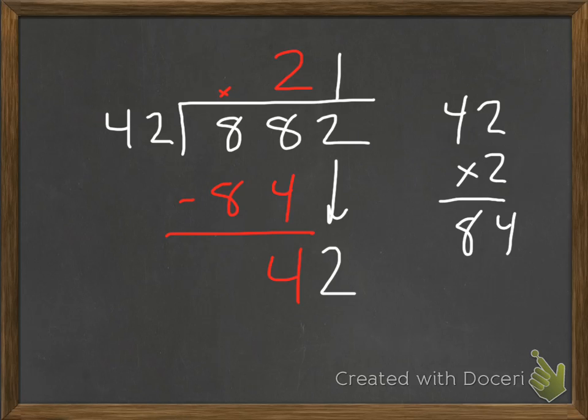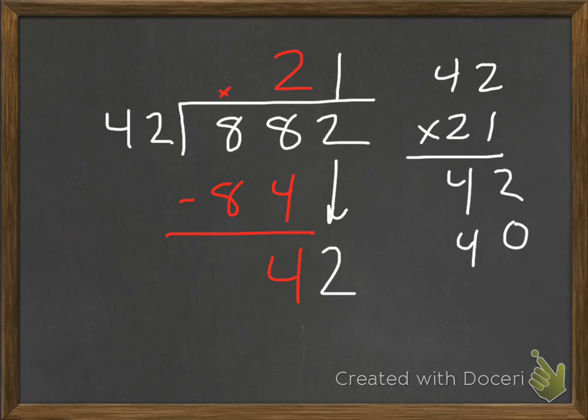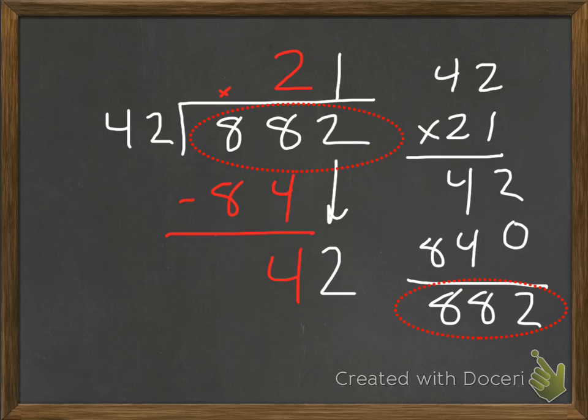Now you could check this to make sure you got it right. Takes a little bit of time, but at least you know if you got it right or not. 42 times 21. 2 times 1 is 2. Got 4, put your 0. 2 times 2 is 4. 2 times 4 is 8. And I get 882, which is the same as what we started with. So that's how you can check it. Again, it does take a little bit more time, but if you really want to make sure you got it right, you will double check it using that method.